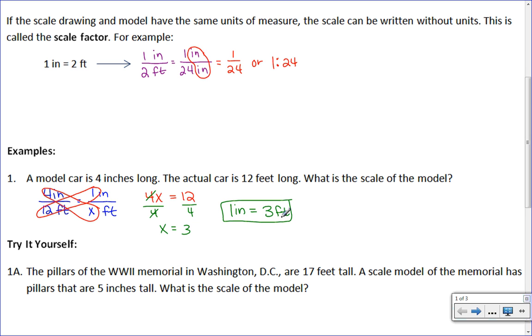Now we could also take this and change it to a scale factor so that the units are the same measure if we wanted to. We would just change this 3 feet to 36 inches. So we would have a scale of 1 to 36.